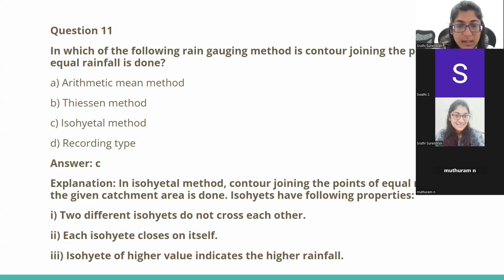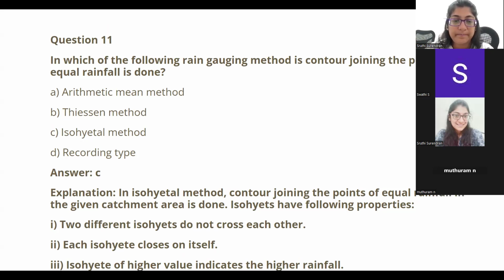Some more facts associated with isohyets. Two isohyets never cross each other, because they connect lines of equal rainfall, so one is not going to cross another value. Each isohyet closes on itself, that is, it is never open. It will form a closed loop like a contour itself. And isohyets of higher value indicate higher rainfall, obviously. So the answer for this option is C.